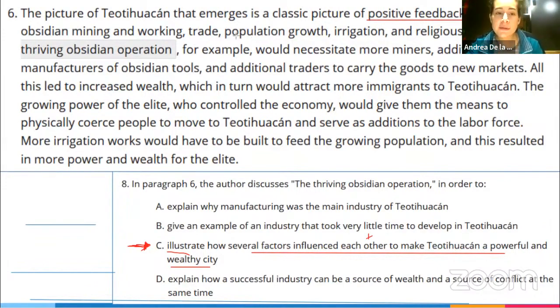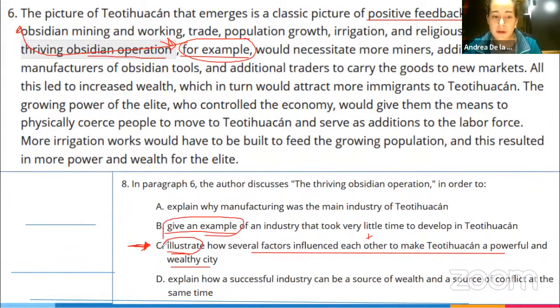And in this case, it's pretty clear because you have the words for example, right? And it says, the picture of Teotihuacan is a classic picture of positive feedback among different factors. The thriving obsidian operation, for example, so we know already that this thriving obsidian operation is an example of the main idea. It's an example of the fact that all of the factors had positive feedback among each other. So when you have the words for example, it means to give an example. So the correct verb would be to give an example or to illustrate, which is basically the same, right? Illustrate or give an example is the same.